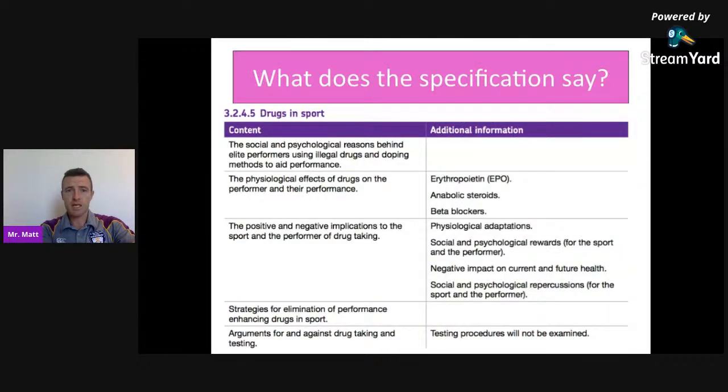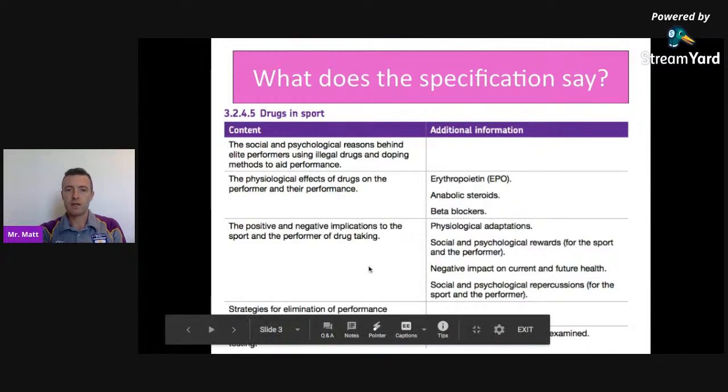This is what the specification says. If you look on the AQA A-level 2017 specification, this is exactly what it says we need to cover. You will see here that we only need to actually cover and discuss 3 different types of drug, which are erythropoietin, anabolic steroids, and beta blockers. We'll obviously discuss the other things as well. So let's get straight to it.